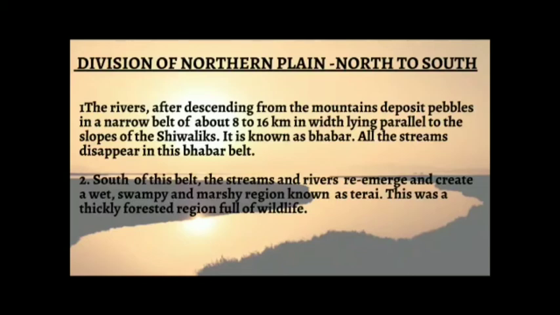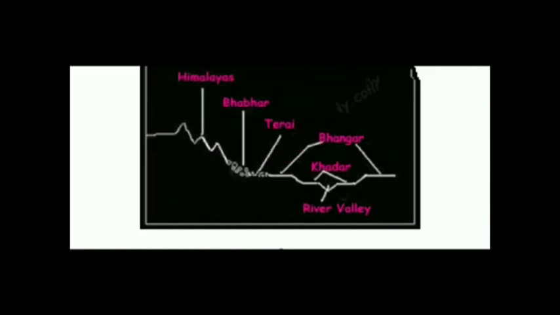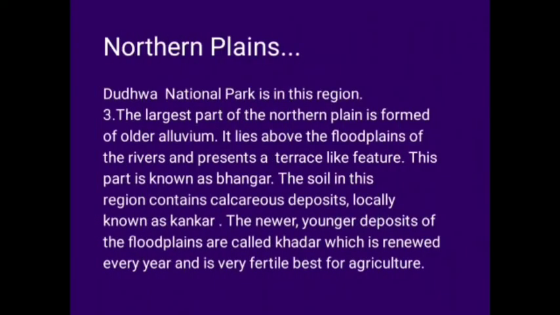Then the next belt, horizontal belt, is called Tarai belt. South of this belt, means after Bhabar downwards, the streams and rivers again emerge and create a wet, swampy and marshy region. It is called Tarai. This region was a very thickly forested region earlier, full of wildlife. That's why Dudhwa National Park is present in this region. Okay.